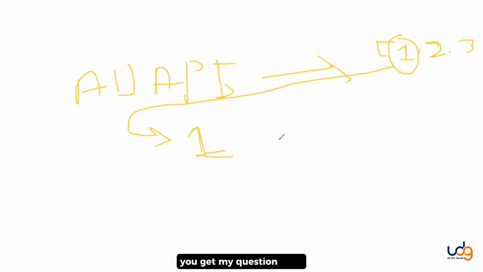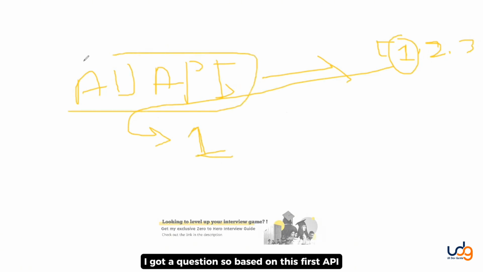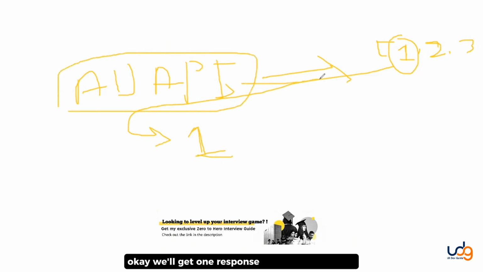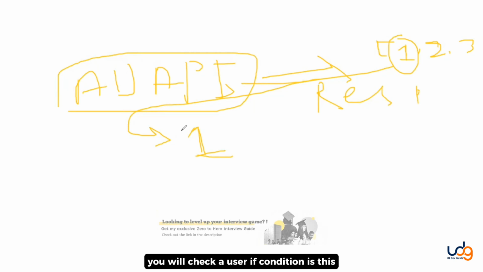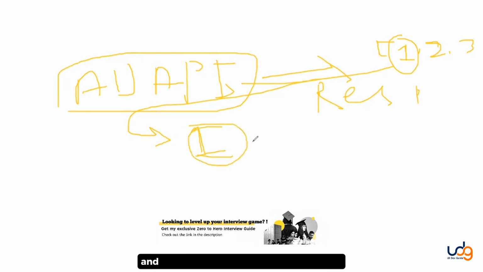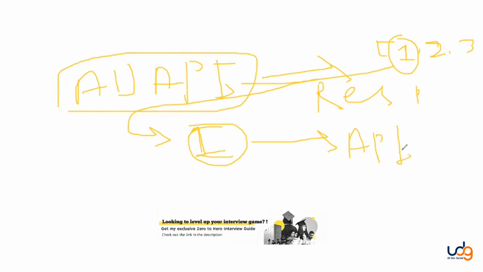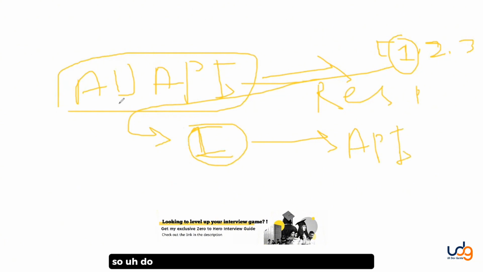You get my question? Yeah, I got your question. So based on this first API, we'll get one response in subscribe, correct? And based on this, you will check the user. If the condition is this, then it goes for this one, and that API should be called now with the first one. So, do you think we can use switch map in this case?